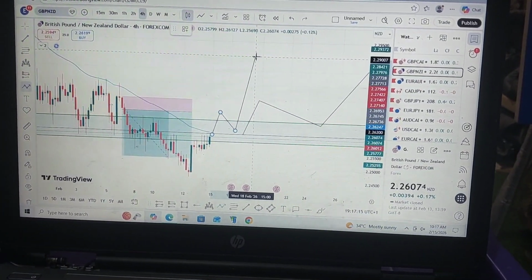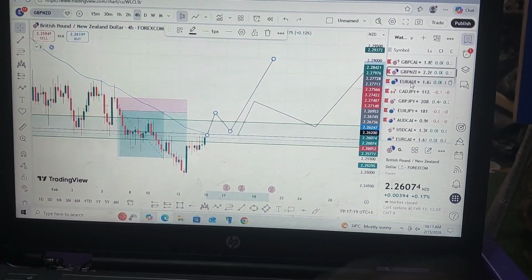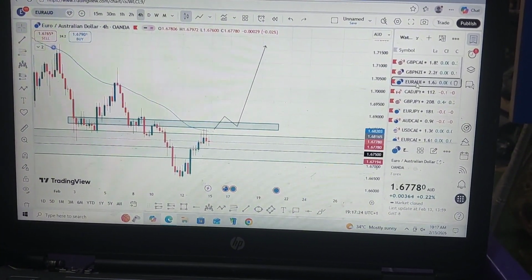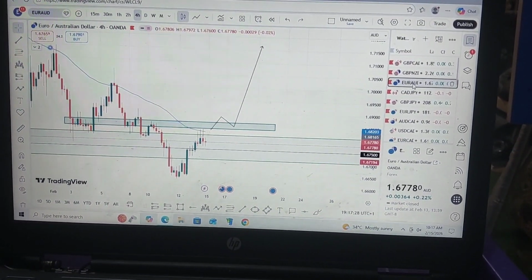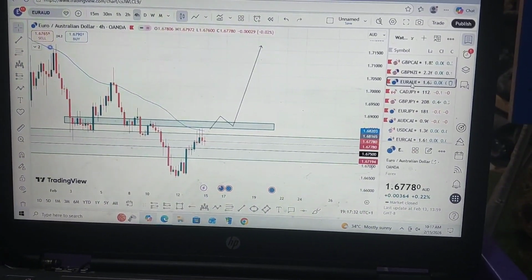Let's go to Euro. The next pair on my list is Euro AUD. I'm expecting a buy in Euro AUD.